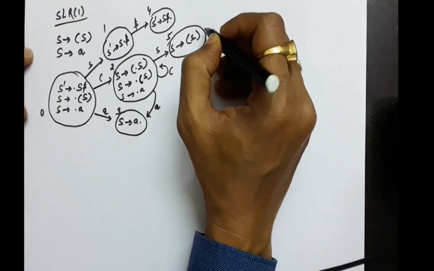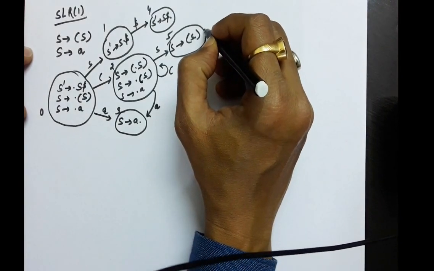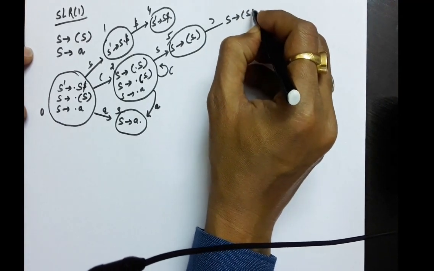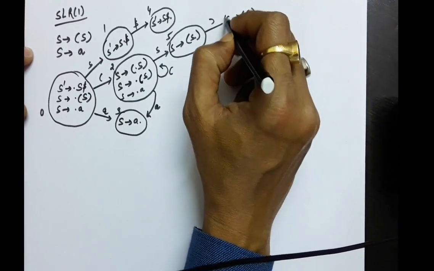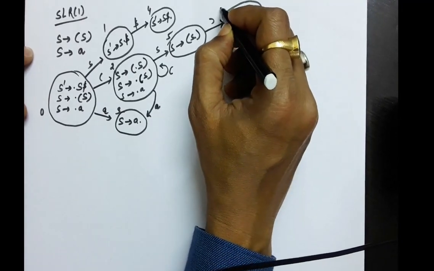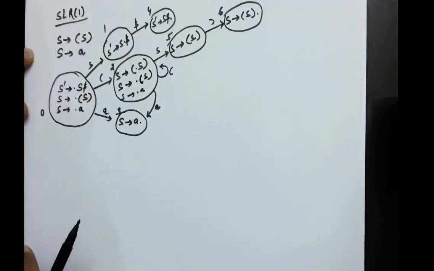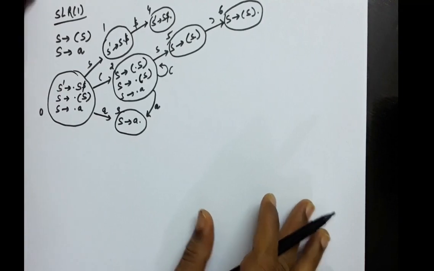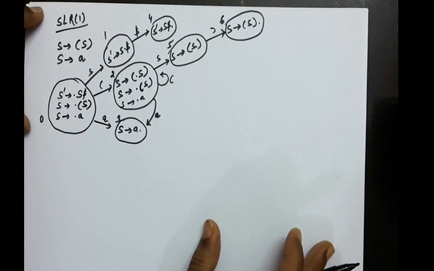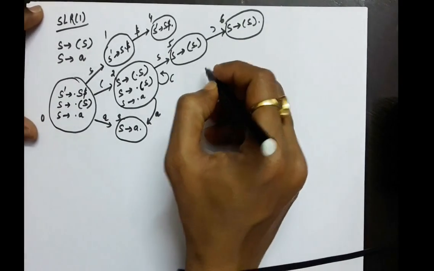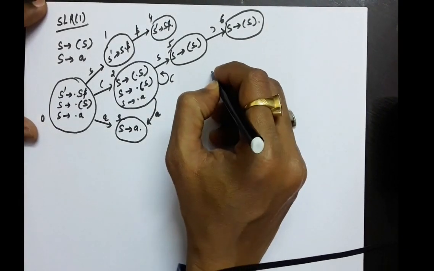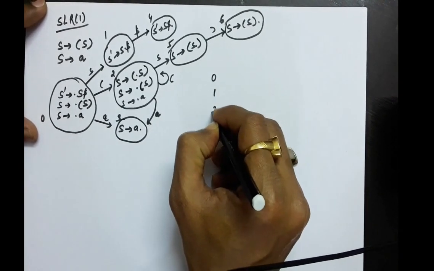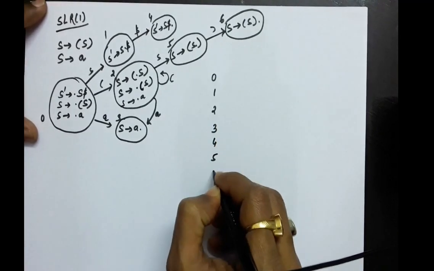Now after state 5, if we take a closing parenthesis, we will be moving to a new state where the dot is at the last. So this is the new state. Let's say this new state has number 6. Okay, so from 5 we have 6, we have seen all the symbols, and this canonical collection of LR0 items is over.